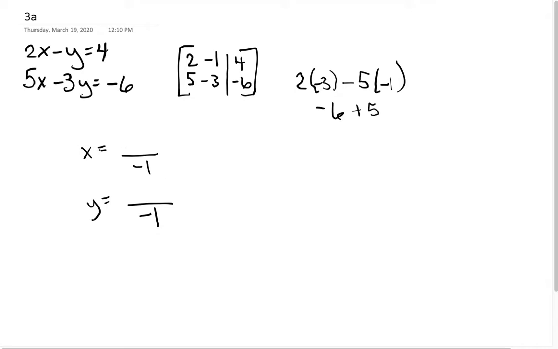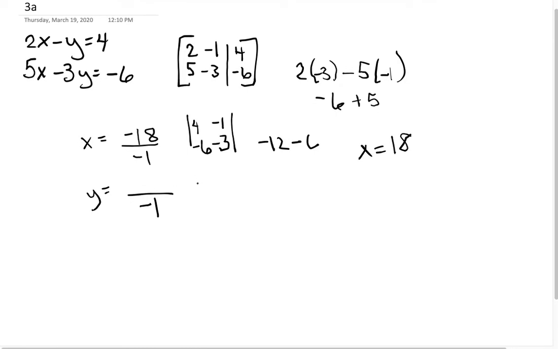The top part of x, then, is we need to find the determinant of a, b, c, d, but the x's are going to be replaced with the 4 and the negative 6. So if I do that, I have negative 12, finding the determinant, minus a positive 6, so I have negative 18. Which, I think you guys know then, x is going to equal a positive 18.